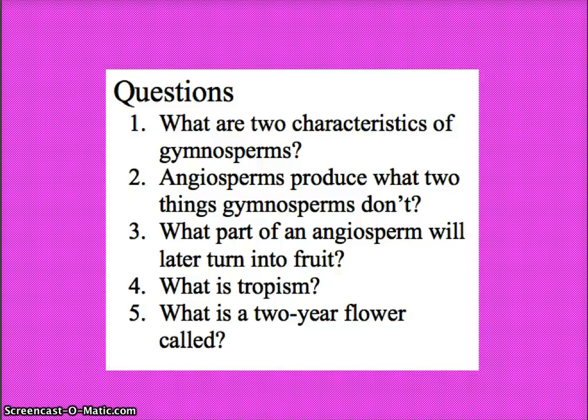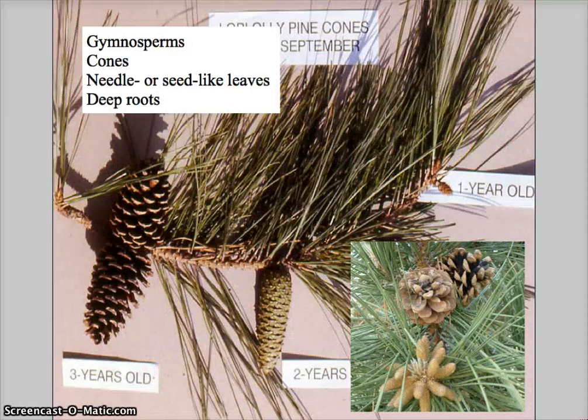Today we're going to talk about gymnosperms and angiosperms, different kinds of plants. Let's talk first about gymnosperms. Gymnosperms are seeded plants that produce naked seeds. Don't worry, this still is a G-rated video. A naked seed just means that it has no fruit around the seed.